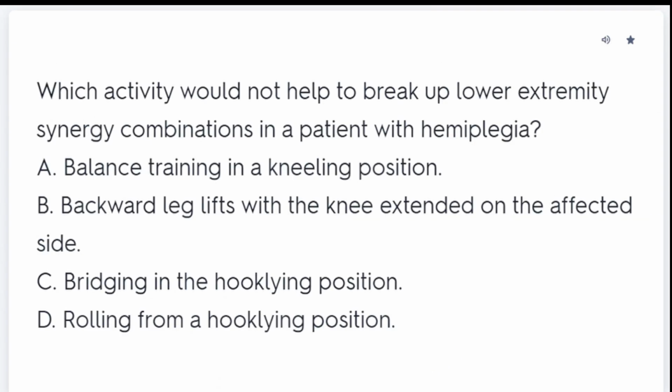Which activity would not help to break up lower extremity synergy combinations in a patient with hemiplegia? A. Balance training in a kneeling position, B. backward leg lifts with the knee extended on the affected side, C. bridging in the hook lying position, D. rolling from a hook lying position.